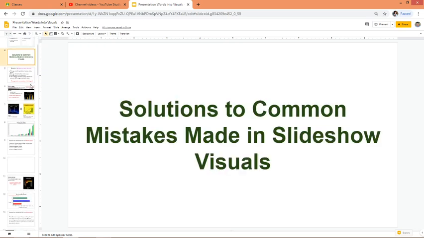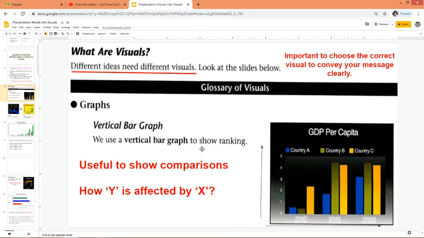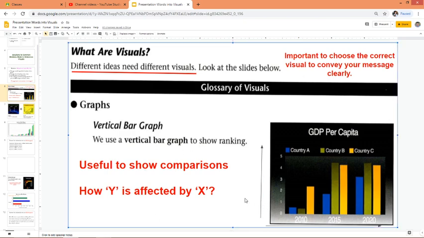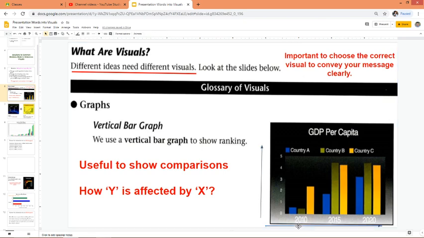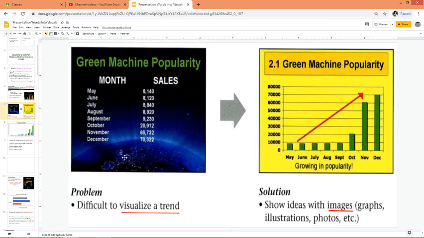All right. So the first video, I talked about graphs, and graphs are very important. They're useful to show how Y is affected by X. X is your left and right axis, Y is up and down. And the problem with this slide over here was that it's hard to visualize a trend.